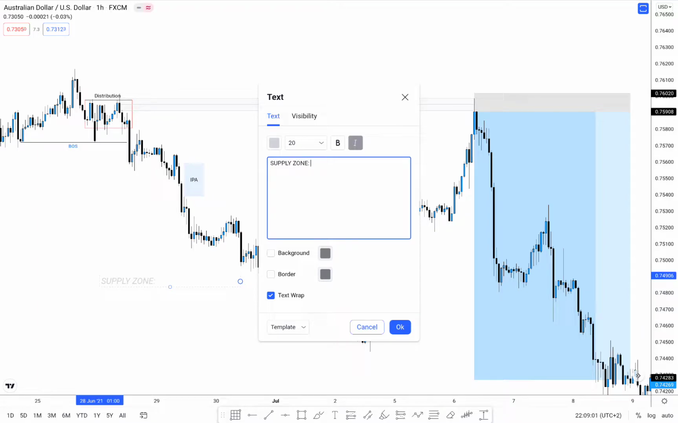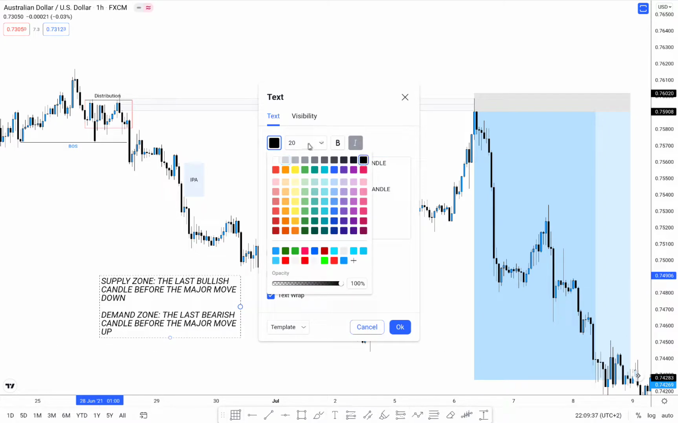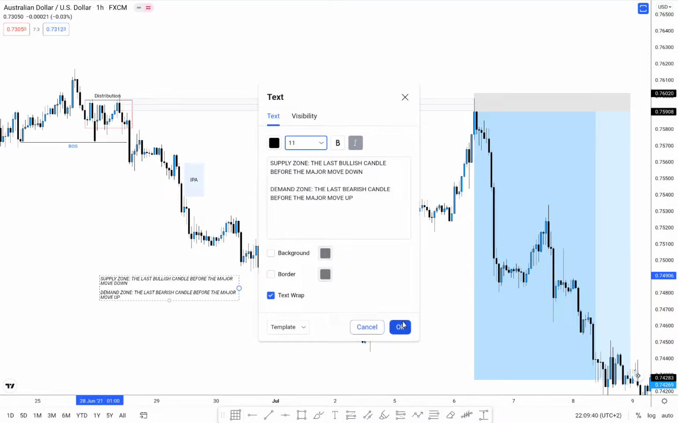The institutional candle is the last bullish candle before the major move down. And then with demand, the last bearish candle before the major move up, right? That is supply and demand. That is your institutional candle.